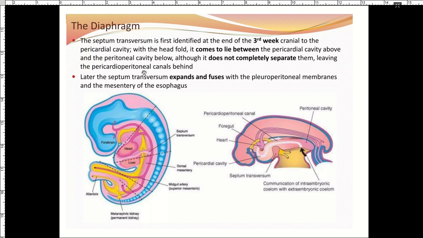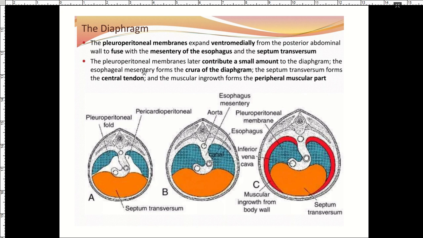So let's take a look here. The pleuroperitoneal membranes expand ventromedially and fuse with the mesentery of the esophagus as well as the septum transversum, forming a part of the diaphragm. These pleuroperitoneal membranes later contribute a small portion to the diaphragm, and then the esophageal mesentery is going to form the crura of the diaphragm, and the septum transversum is going to form the central tendon of the diaphragm.